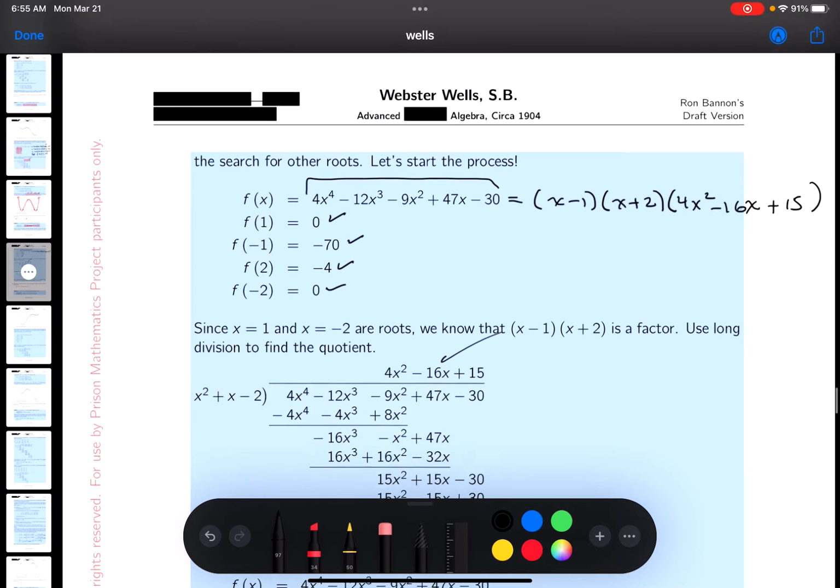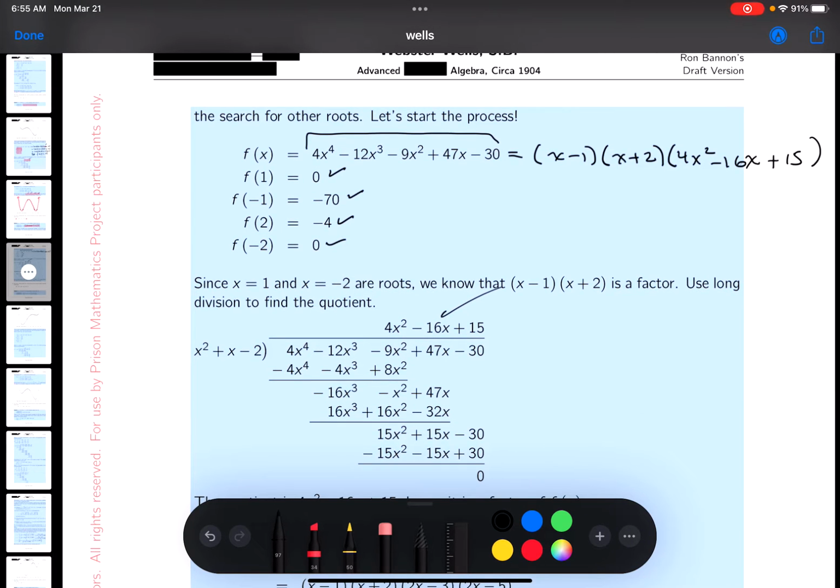Well, you know what? I think I'm going to use the AC rule. 4 times 15 is 60. So I need two numbers to multiply together to give me 60, but I need two numbers that when added together would be -16. That doesn't look too bad. That would be -10 and -6. I'm going to write that down for you. 4x squared minus 10x minus 6x plus 15.